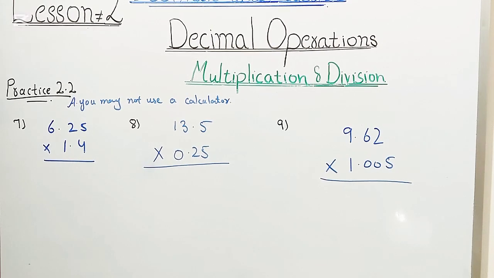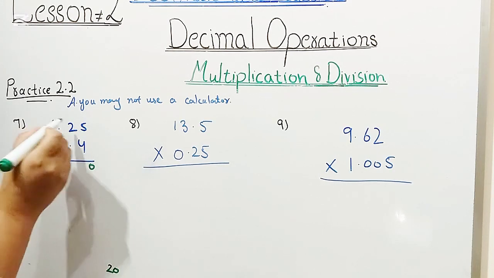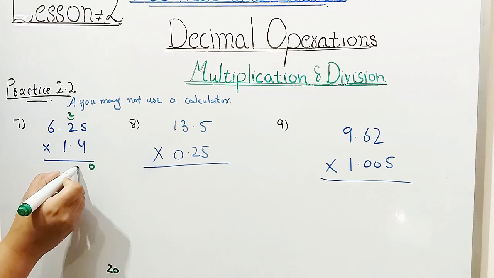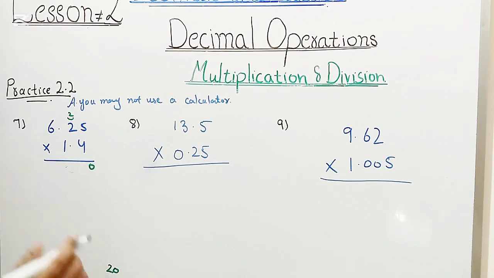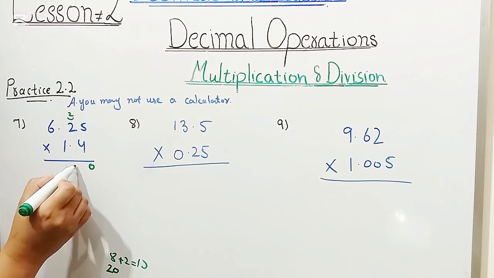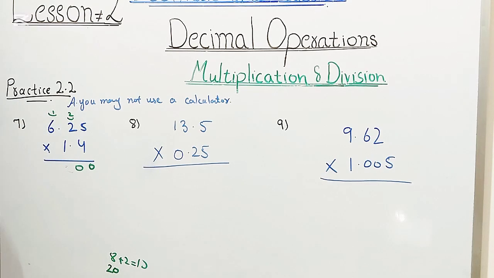Question number 7. 6.25 multiplied by 1.4. 5 4s are 20. Then I will write 0. Carry 2 to the next value. 4 2s are 8. Plus 2, 10. It will become 10. I will write also 0. Then carry 1 to the next value. 4 6s are 24. 24 plus 1 will become 25.